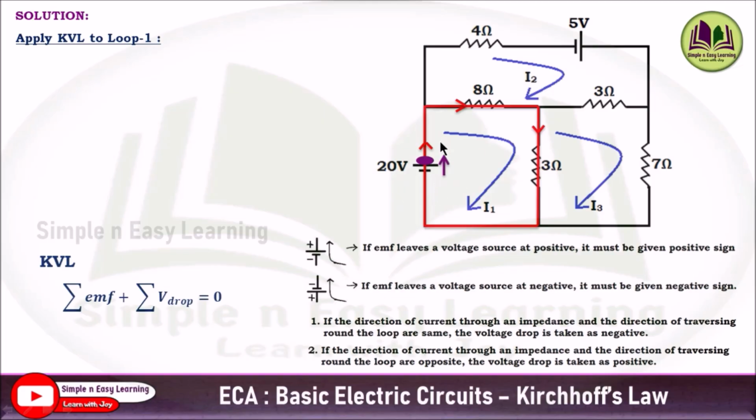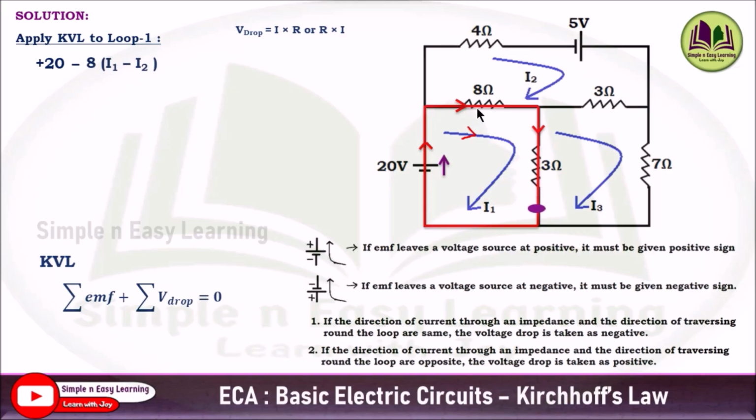The direction of EMF will be in this path. By seeing this, we can understand that the EMF is leaving the positive terminal of the voltage source, so it must be given a positive sign. So plus 20, and plus summation of voltage drop. Here the drop across the 8 ohm resistor and the 3 ohm resistor must be considered. At 8 ohm, the direction of current flowing through the impedance and the direction of traversing round the loop are both the same, so we need to substitute the drop as negative.